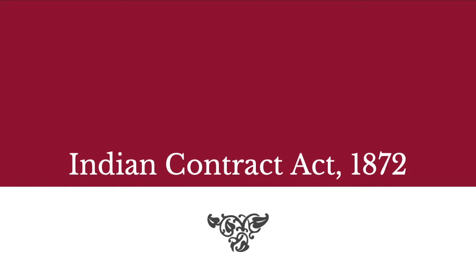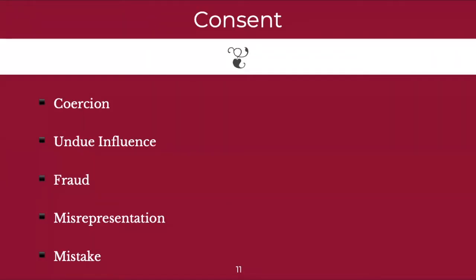Till now, we've discussed what are the essential parts of a contract, in which we've discussed offer and acceptance. We've also discussed what makes a contract enforceable, where we've discussed consideration, object, and capacity. Today, let's start by looking at consent.